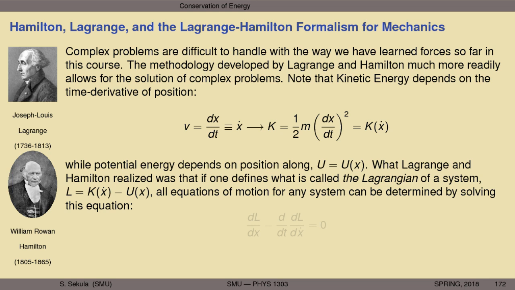And it turns out that what they figured out, especially using Hamilton's approaches to calculus and considerations of what changes and what stays the same in all of this, is that you can get all the equations of motion, all those equations we kind of waved our hands at and wrote down early on, all the equations of motion for any system, no matter how complex, can be determined by simply solving the following equation. That is, the derivative of the Lagrangian with respect to space minus the time derivative of the derivative of the Lagrangian with respect to changes in position is equal to zero.